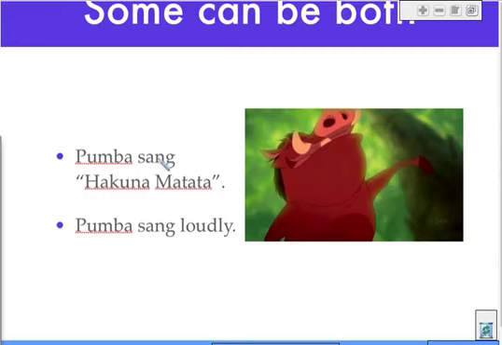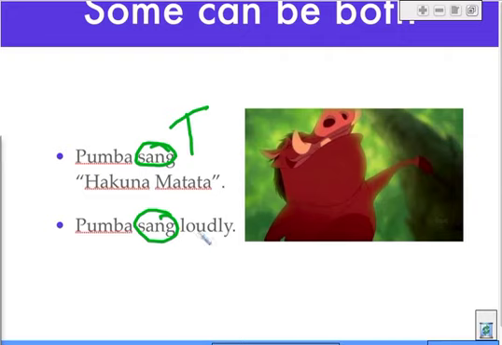For example, Pumbaa sang Hakuna Matata. Okay, here's our verb, sang. First off, is that an action verb? Looks like he's pretty much doing an action to me, right? How about this? Sang what? Hakuna Matata. That's the name of a song, so yes, you guessed it. That would be transitive.